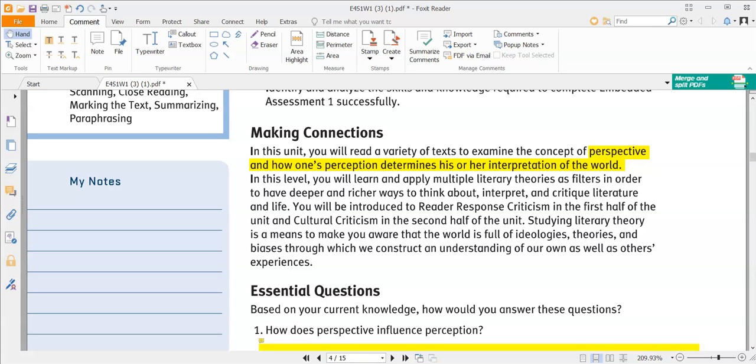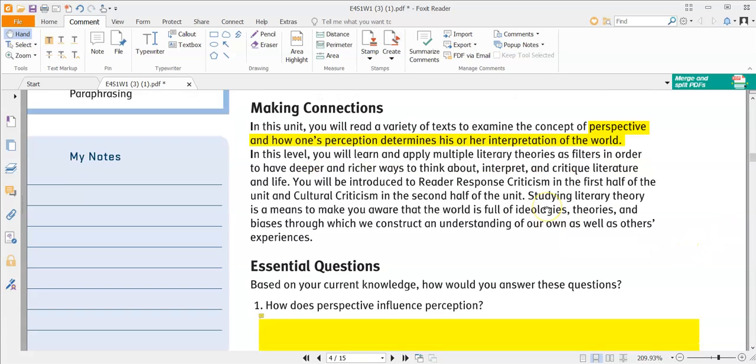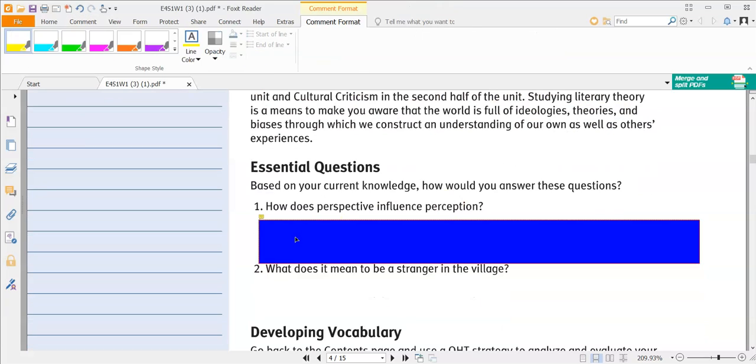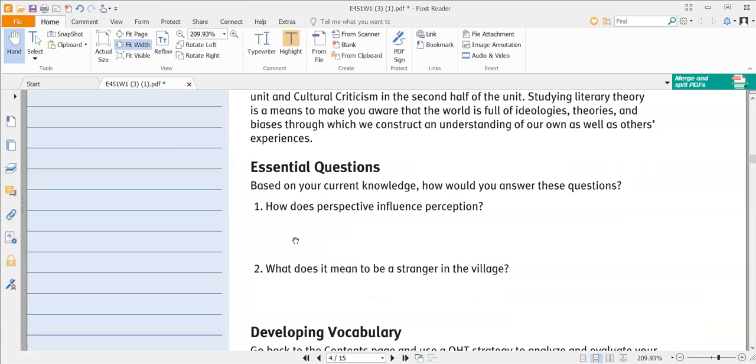Studying literary theory is a means to make you aware that the world is full of ideologies, theories, and biases through which we construct an understanding of our own as well as others' experiences. So we have two essential questions that you must answer. The first one is, how does your perspective influence perception?